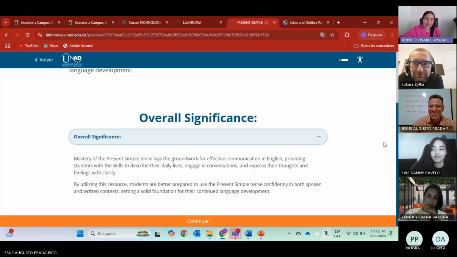Mastery of the present simple tense lays the groundwork for effective communication in English, providing students with the skill to describe their daily lives, engage in conversations, and express their thoughts and feelings with clarity. By utilizing this resource, students are better prepared to use the present simple tense confidently in both spoken and written contexts, setting a solid foundation for their continued language development.